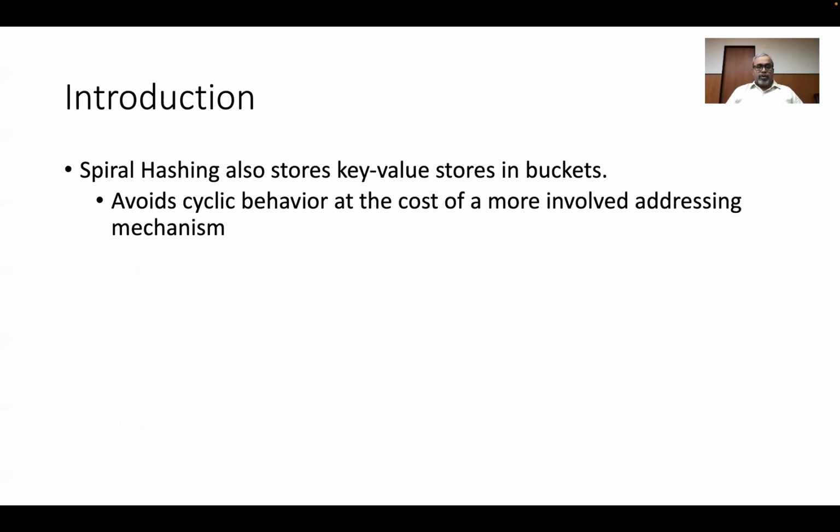Spiral hashing also stores key value pairs in buckets. It avoids cyclic behavior at the cost of a more involved addressing mechanism.